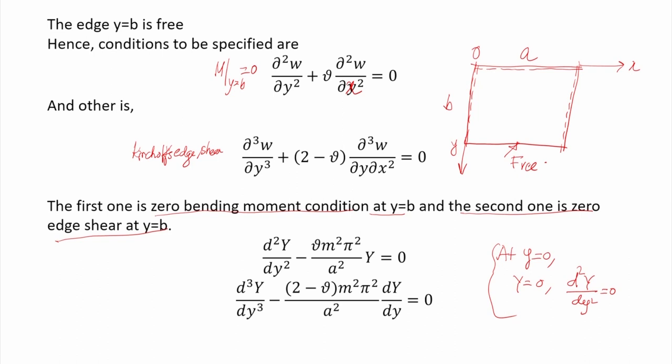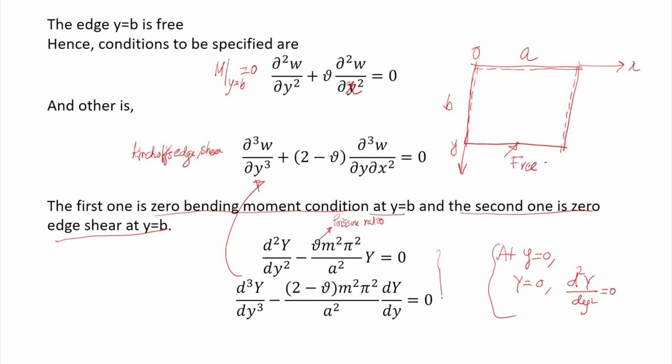So we are now taking the derivatives of the function that we obtained, and we write d square Y by dy square minus mu, where mu is the Poisson ratio, which for a given material will be fixed if it is not changing with x and y, times m square pi square divided by a square into Y. And another boundary equation involves the third derivative. Let us first take the derivative, then we will combine it. So the third derivative required in this case is d cube Y by dy cube minus (2 minus mu) divided by a square, m square pi square, dY by dy.